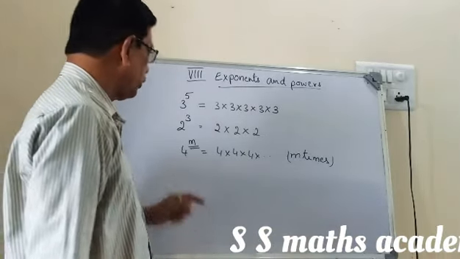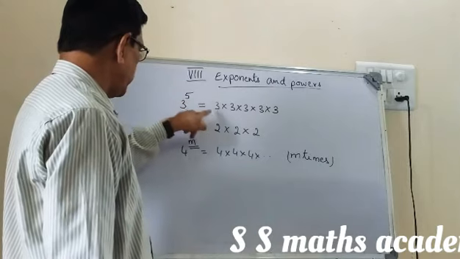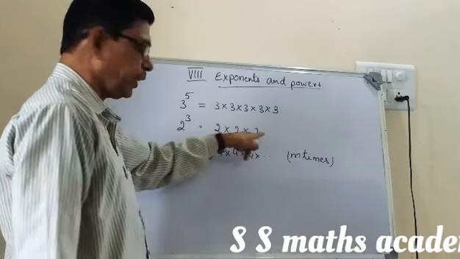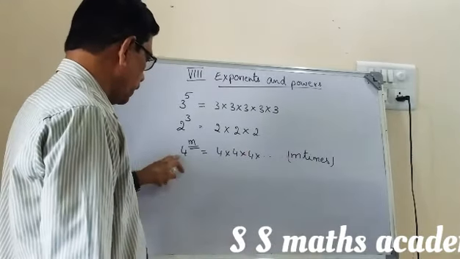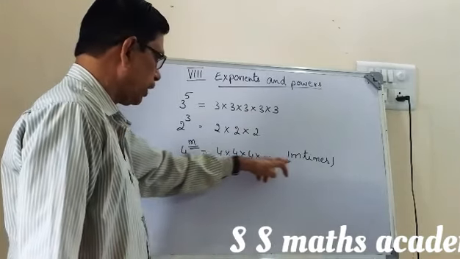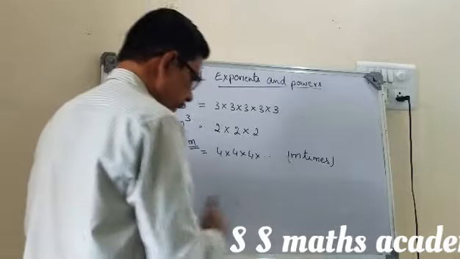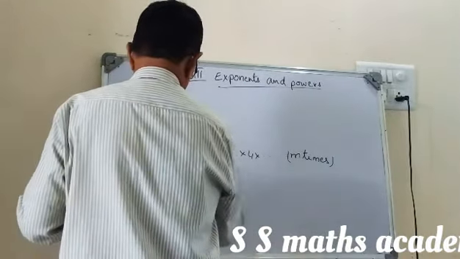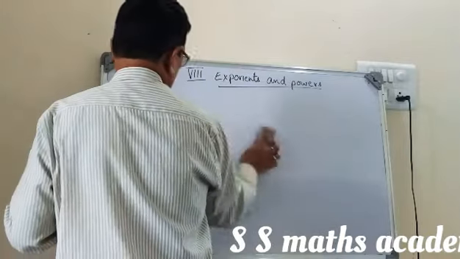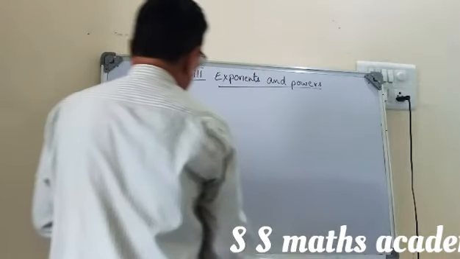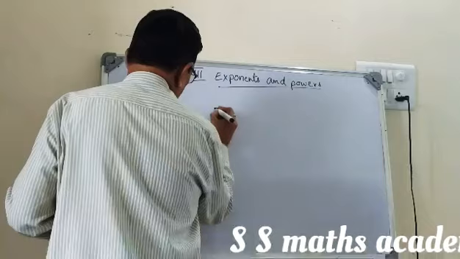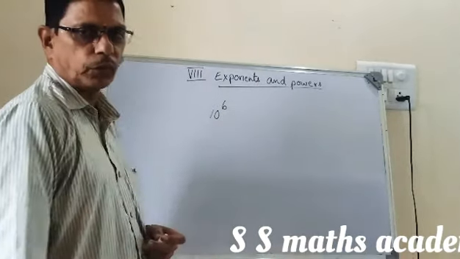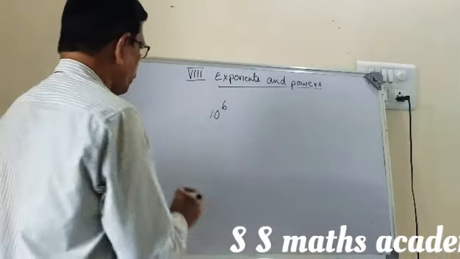Is it clear, all of you? 3 to the power of 5 means 3 is written 5 times. 2 to the power of 3 means 2 is multiplied 3 times. 4 to the power of m means 4 is multiplied for m times. Okay. Now, suppose if I write 10 to the power of 6.